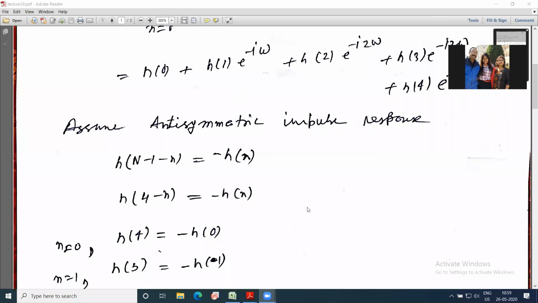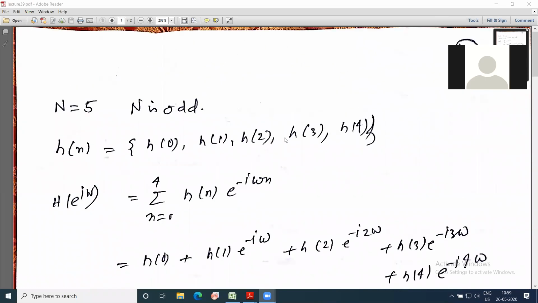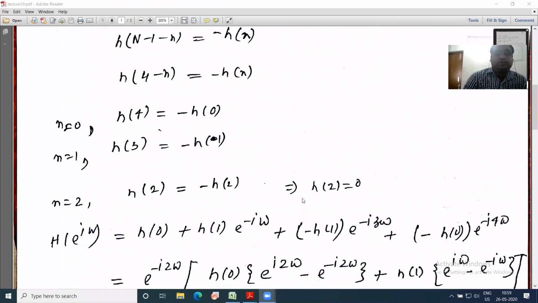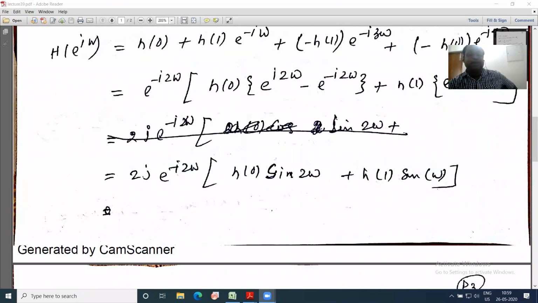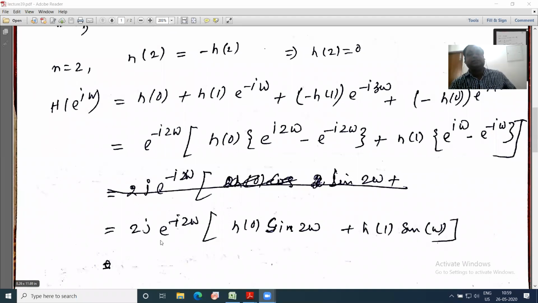Okay, so here what you have to see is that this corresponds to page 2, which I didn't scan. So what we have to write, what is the expression? It will be e power j pi by 2 minus 2 omega, e power j pi by 2 minus 2 omega, and h0 into sin, h1 minus omega.